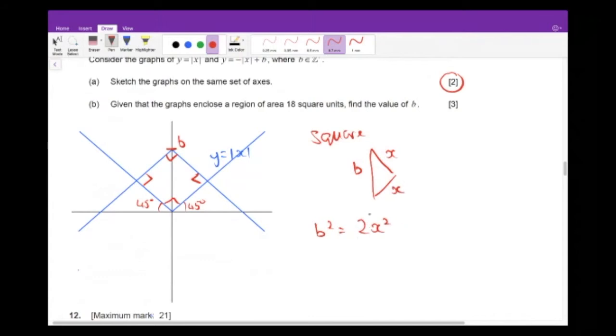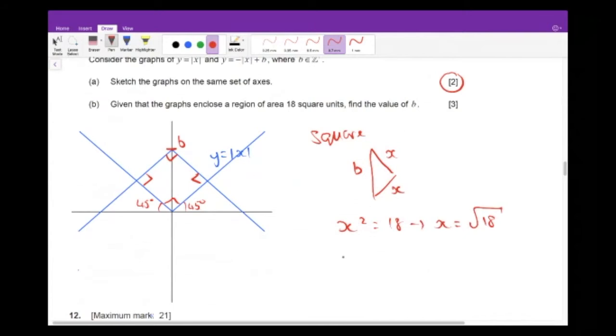And I know that this value is equal to 18. So x squared equals 9. So x is equal to 3. No, sorry, that's a lie. The area is equal to 18, and the area is equal to x times x, the length of each of the sides. So x squared is equal to 18. So x is equal to root 18.